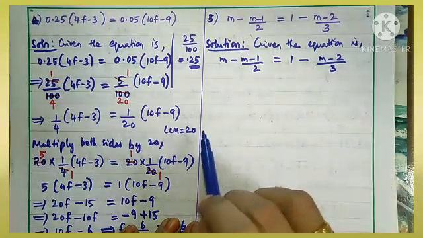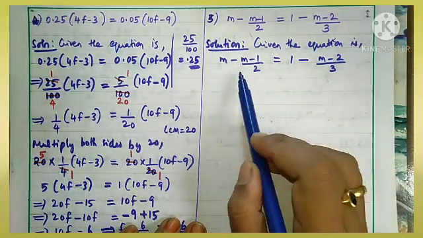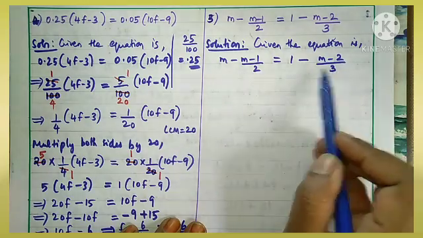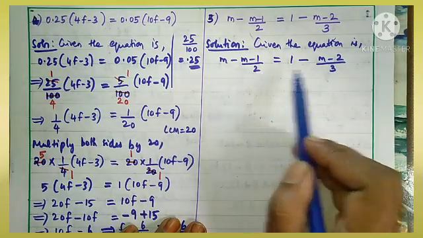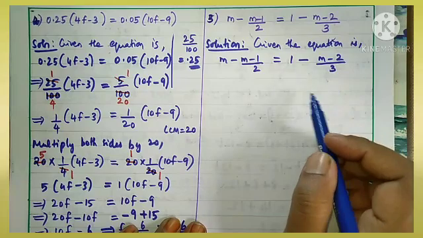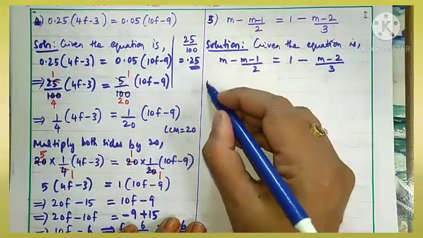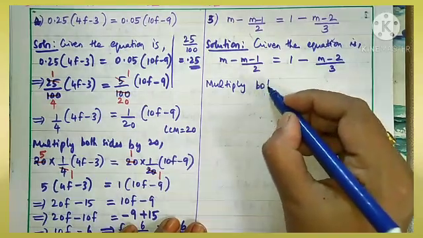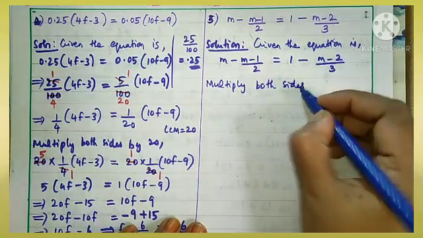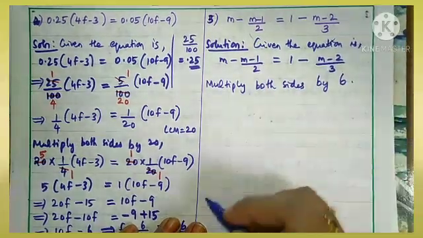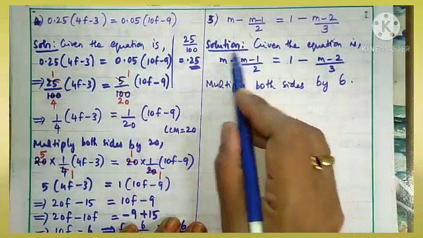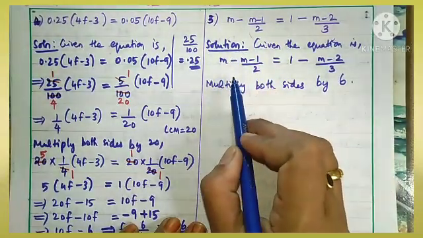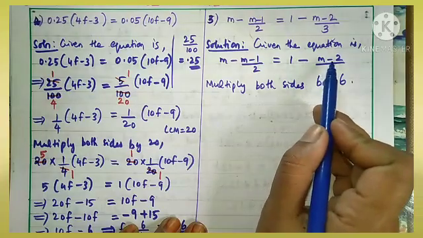Now what we want to do in this method? Yes, you want to find the LCM of the denominators. What is the LCM of 2 and 3? Yes, it is 6. So what is our first step? Multiply both sides by 6. Understand? So first multiply this left. When you are multiplying, each term you want to multiply.